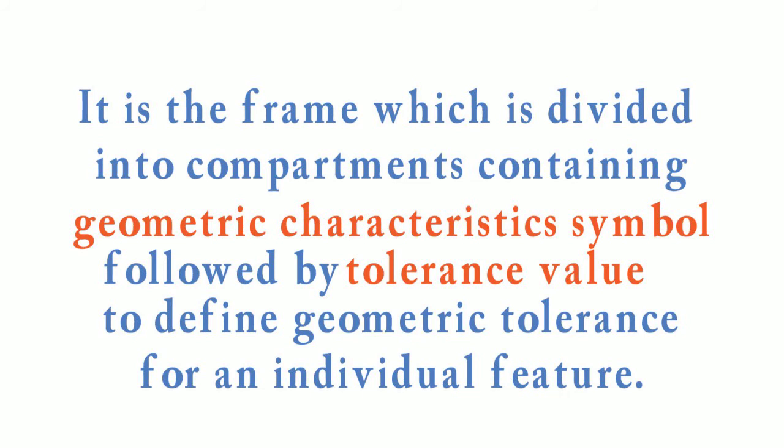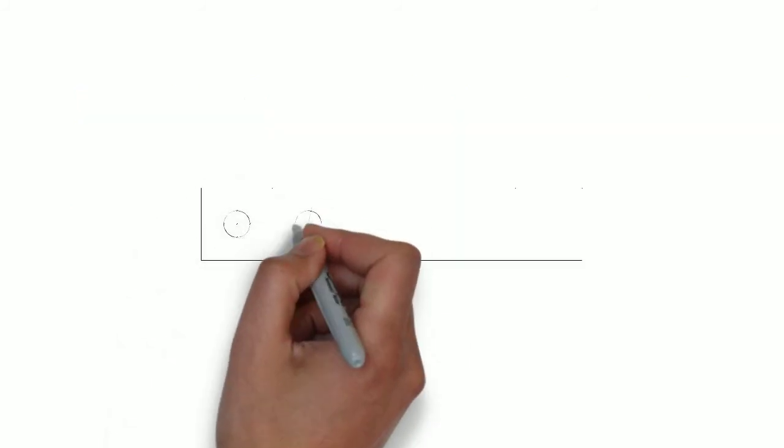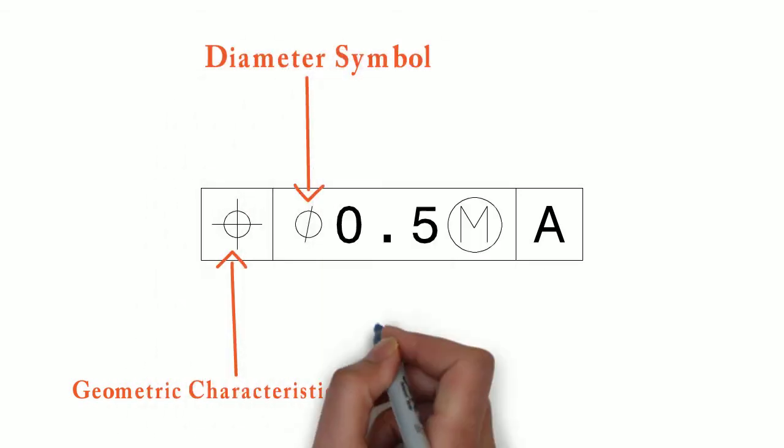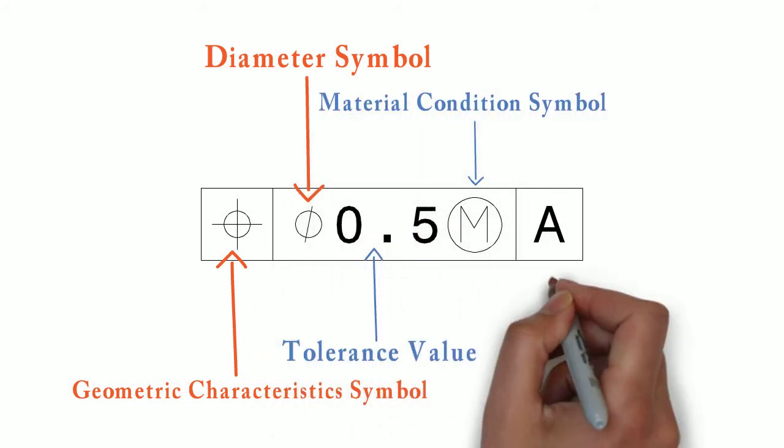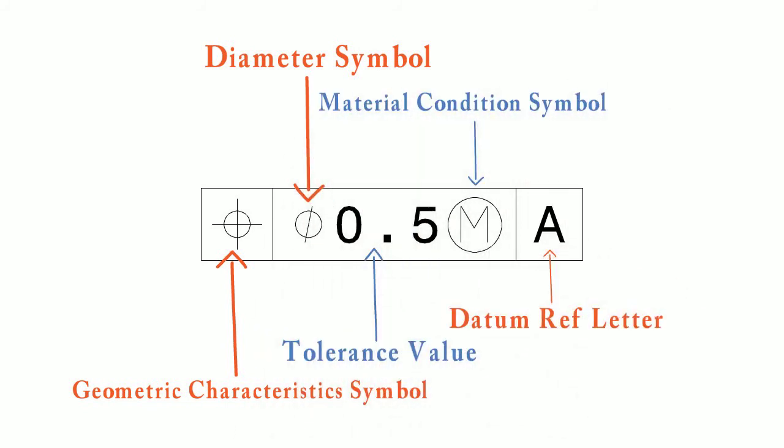Now we will see how the feature control frame looks. Feature control frame looks like this. Here it's a geometrical characteristic symbol which we need to control. It's a diameter symbol. This is a tolerance. It is a material condition and this is a datum reference letter.